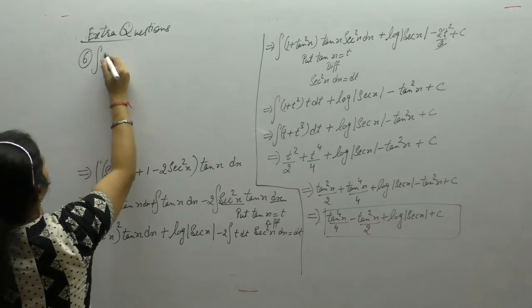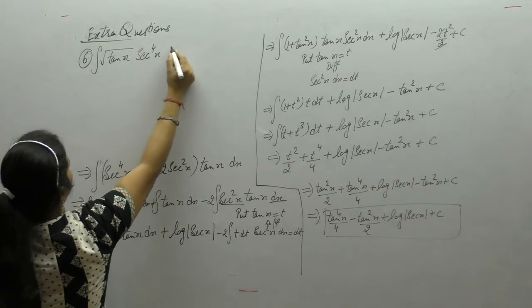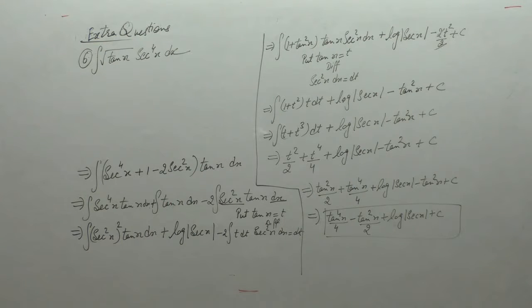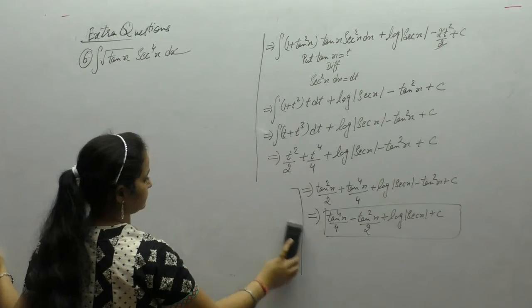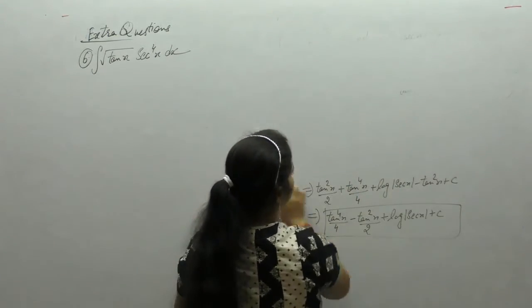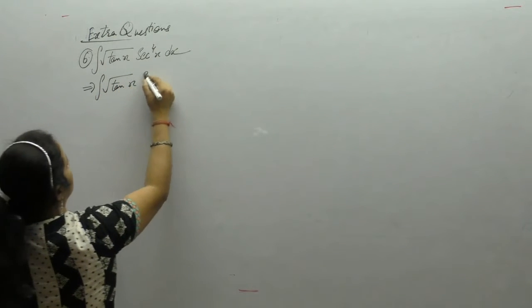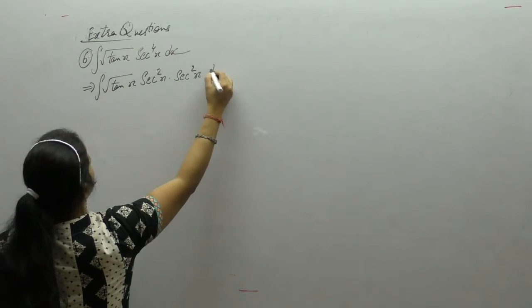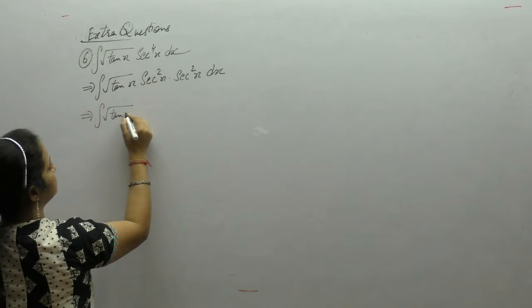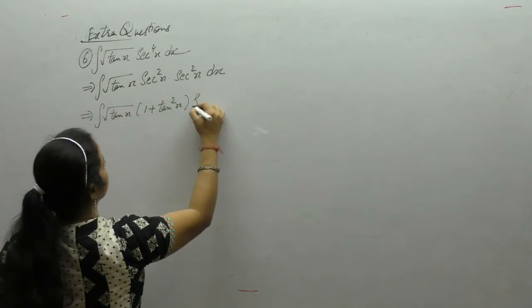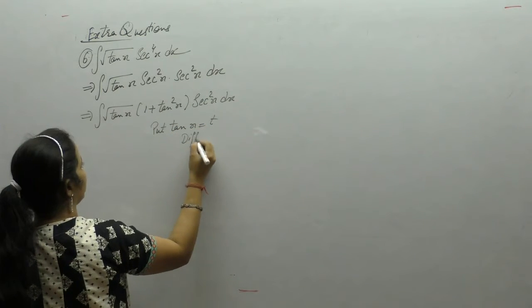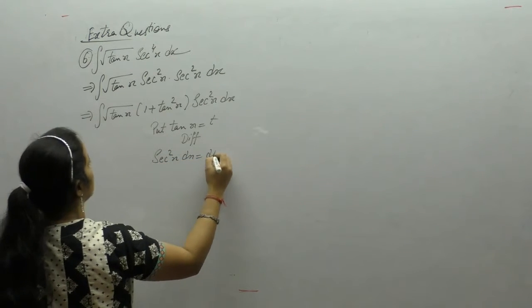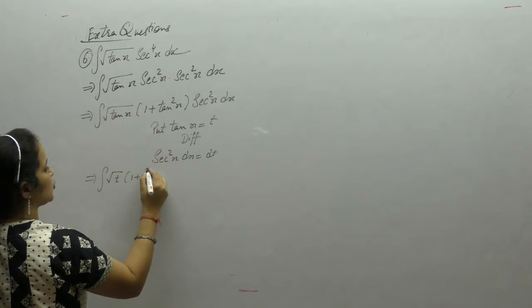Now the next is integral of square root of tan x sec 4x dx. Here write sec 4x as sec square x into sec square x. In place of one sec square, we use the identity 1 plus tan square x. Now we put tan x as t, because we have the derivative of tan x here. Derivative of tan is sec square x dx. Square root of t, 1 plus t square dt.